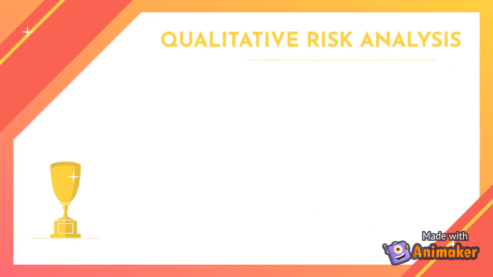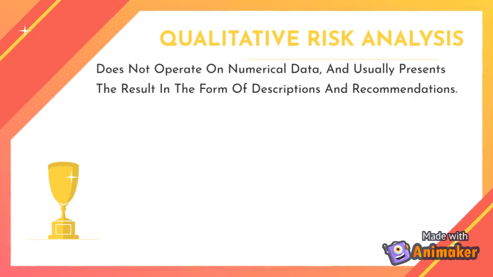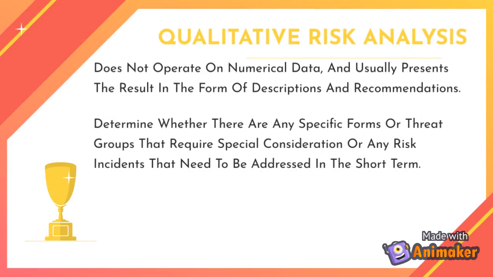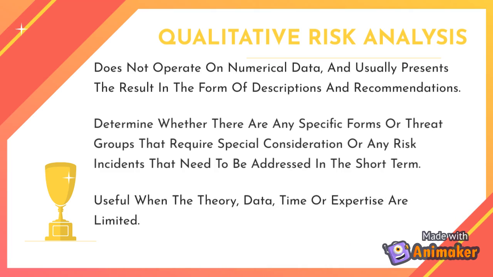Next, qualitative risk analysis. It does not operate on numerical data and usually presents the result in the form of description and recommendation. It will determine whether there are any specific form or trait group that require special consideration or any risk incident that needs to be addressed in the short term. It's useful when the theory, data, time, or expertise are limited. It is also useful for broadly defined problems that may not be able to make quantitative risk analysis.